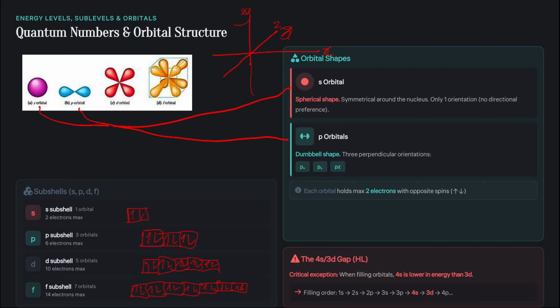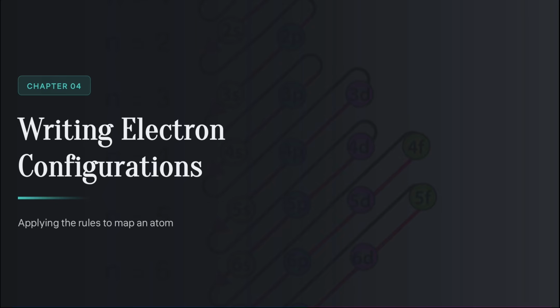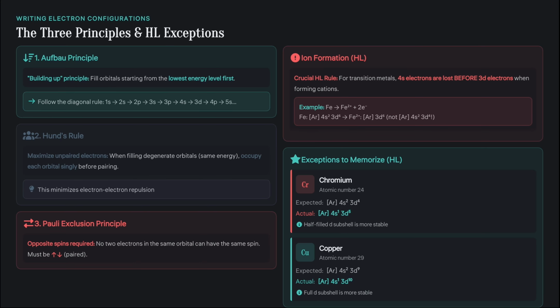The y, z, and x axis. You can see that, let's say it was a px type orbital, that would exist parallel to the x-axis. If it was py, then it would go straight up because it's parallel to the y-axis. And I'm sure you can guess, pz would be parallel to the z-axis. And we're going to go more into how you can actually write these electron configurations.